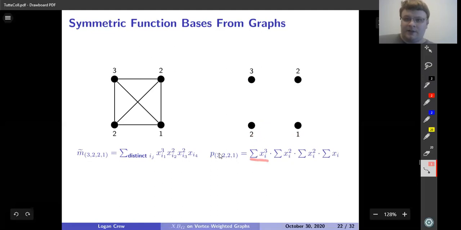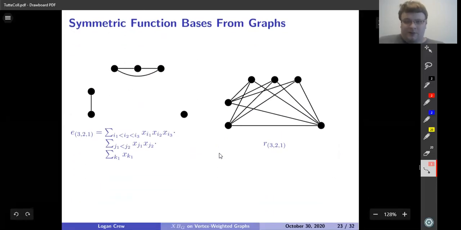The first one, whatever I give it, if I give it x1, it gets an x1 cubed. If I give it x2, it gets an x2 cubed. And I get that sum independently, and then I can multiply it by the ones corresponding to the other things, because the chromatic symmetric function multiplies across components, because the colorings are independent. So this function is called the power sum symmetric function, because these are the sums of powers. And it's denoted by p_{3221}.